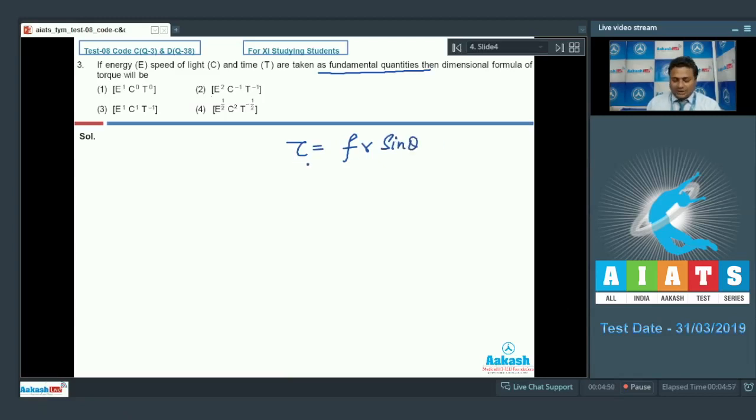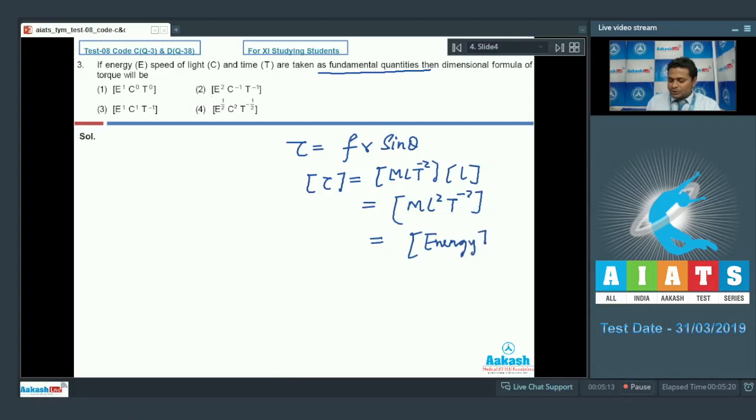Now if you write the dimensional formula of torque, we will get the dimension of tau will be dimension of force, that is MLT minus 2, into dimension of L. Sin theta is dimensionless, so ultimately we will get what? ML square T minus 2, which is actually the dimensional formula of energy. So therefore we can say that the dimension of tau is actually the dimension of energy.